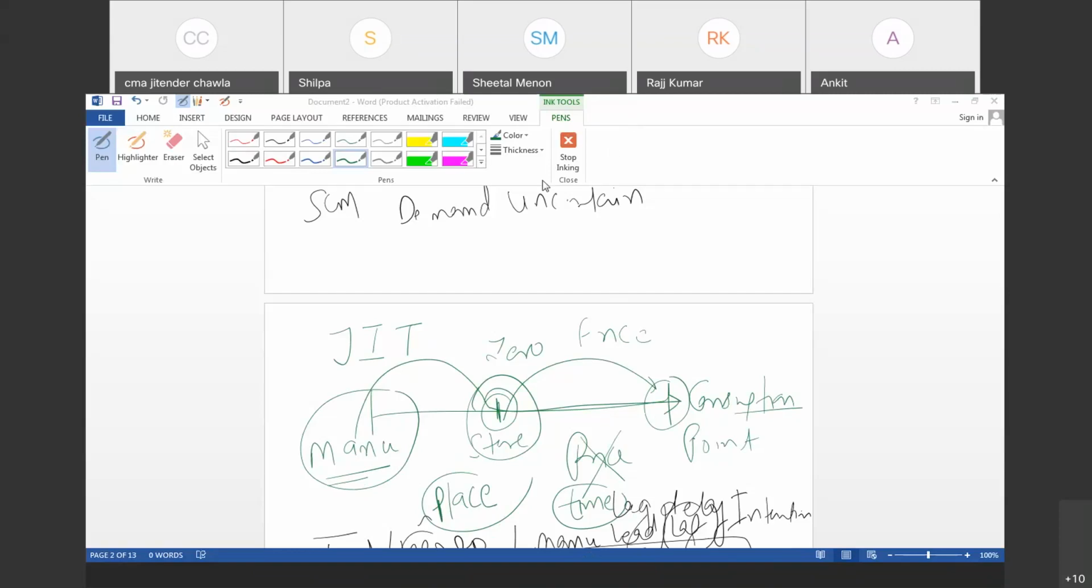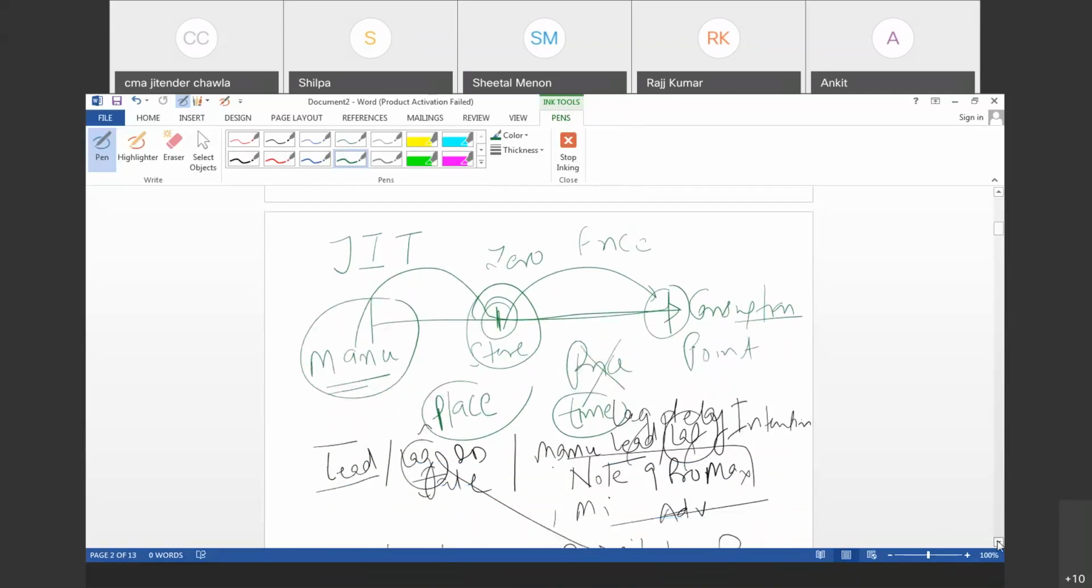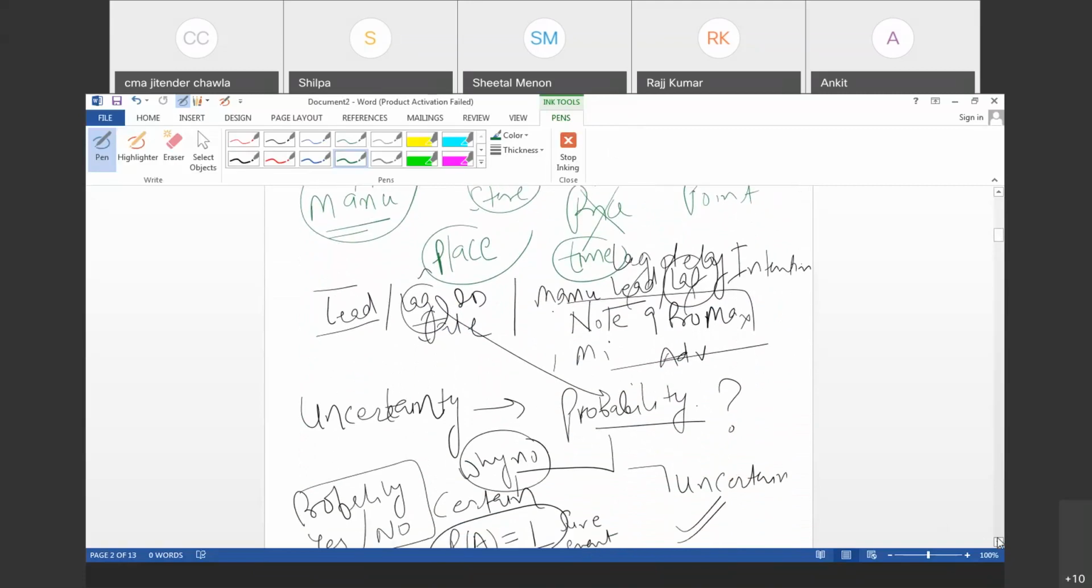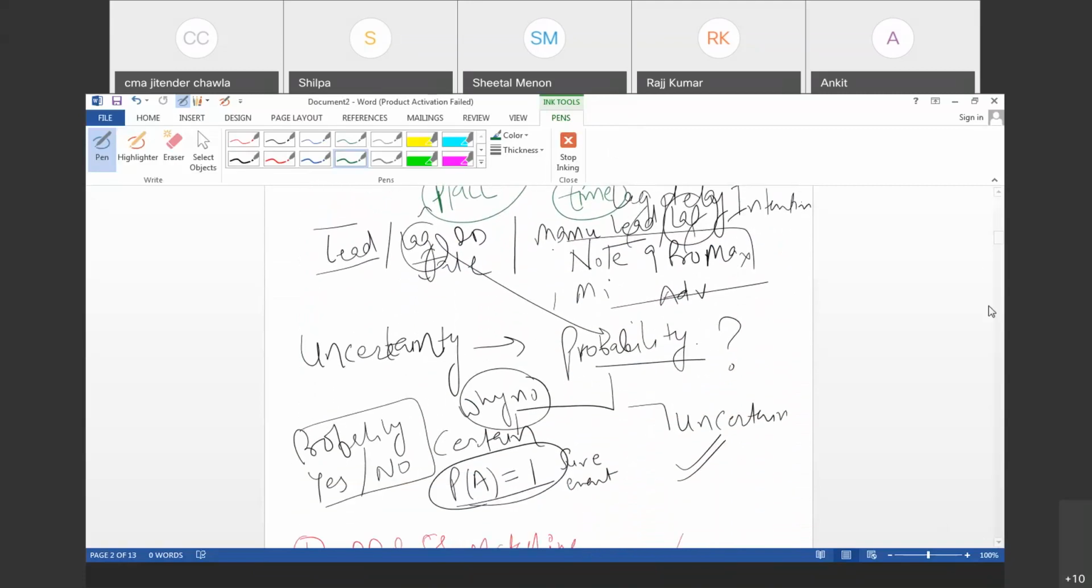Sir, discounting technique, IRR formula, can you explain? Yes, I can explain the IRR formula, no issue. It totally depends, I am explaining the IRR formula with the index approach as well as with the frontier approach. No issue. Anyone else, do you have a problem?